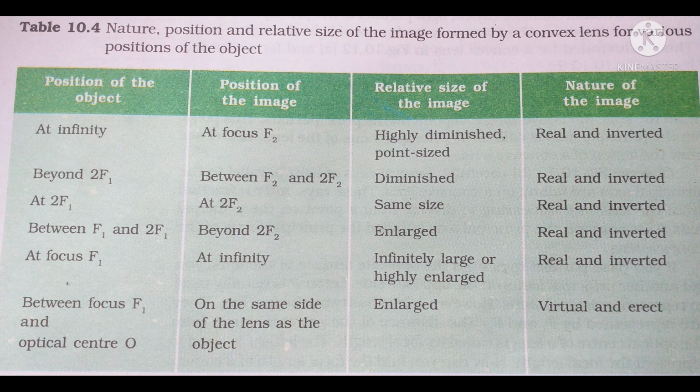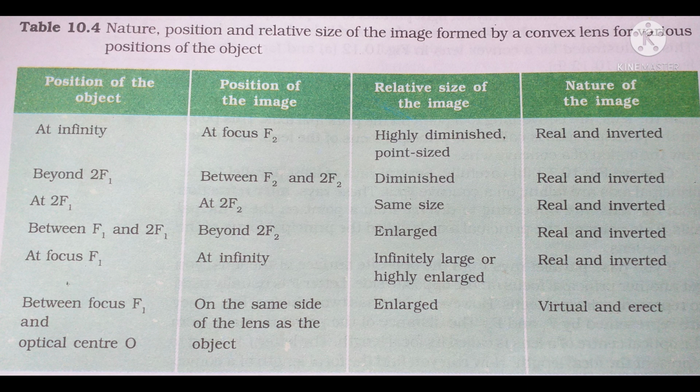Just look at this table. We'll do this table and one by one we'll discuss using the ray diagram. Okay, just look at this table. First column is for positions of the object, second is positions of the image, third is relative size of the image, and last one will have nature of the image. Clear? Suppose you keep the object at infinity.